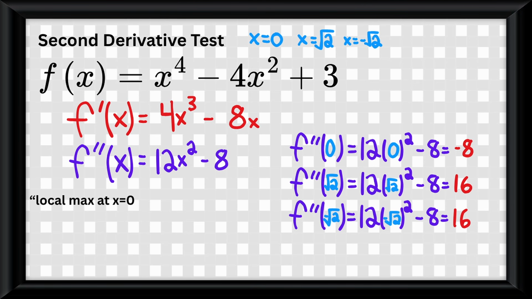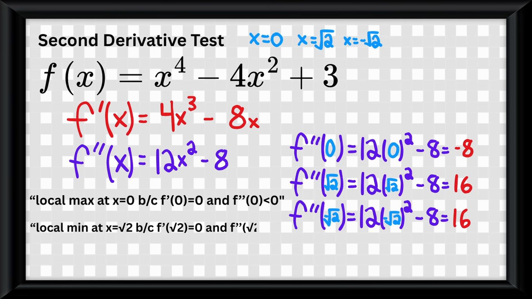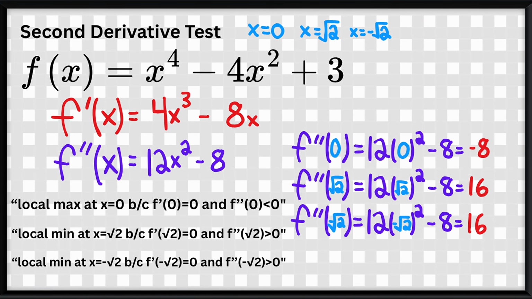A local max at x equals 0 because f prime of 0 is equal to 0 and f double prime of 0 is less than 0. A local min at x equals √2 because f prime of √2 is equal to 0 and f double prime of √2 is greater than 0. And finally, a local min at x equals -√2 because f prime of -√2 is equal to 0 and f double prime of -√2 is greater than 0. And that right there is the second derivative test.